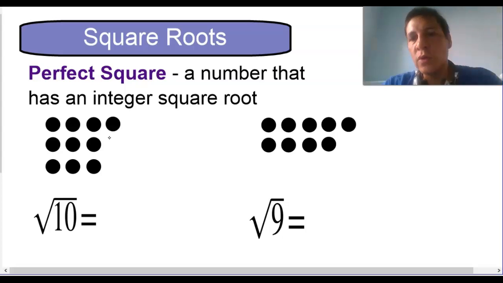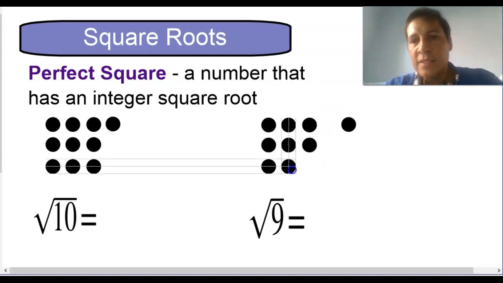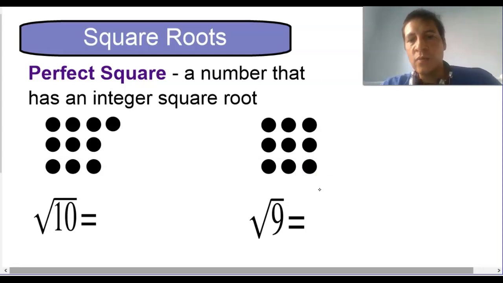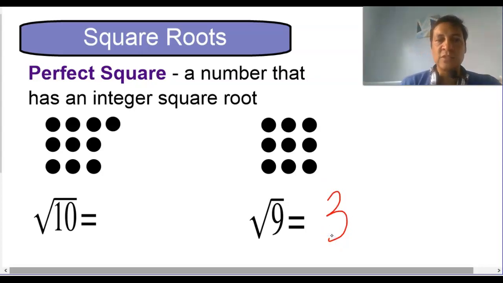But what about the square root of 9? If I drag these dots around, you can see I can make this into a perfect square. And what's the size of this square? It's a 3 by 3 square. So the square root of 9, what number times itself is 9? That would be 3. And that's how we work with exponents and square roots.